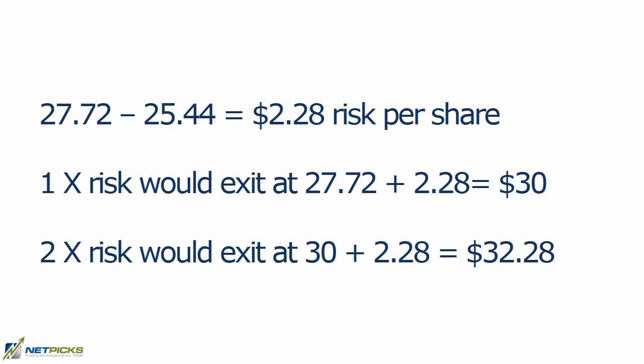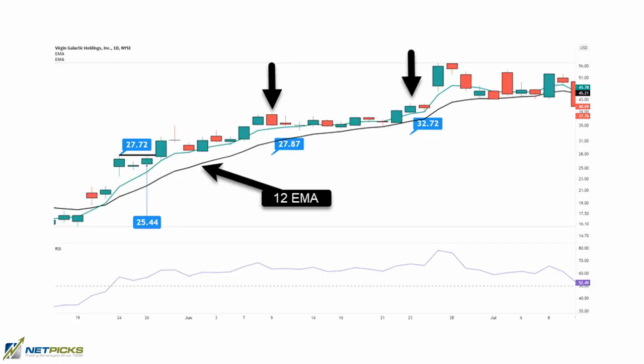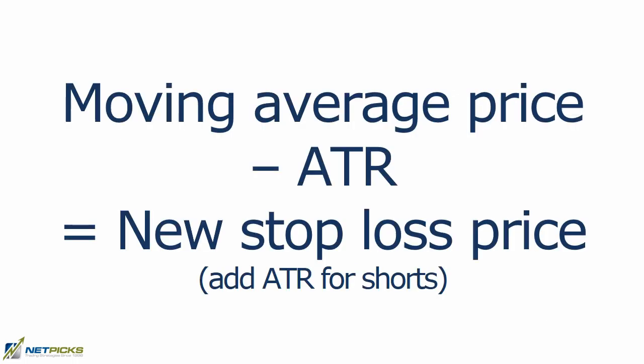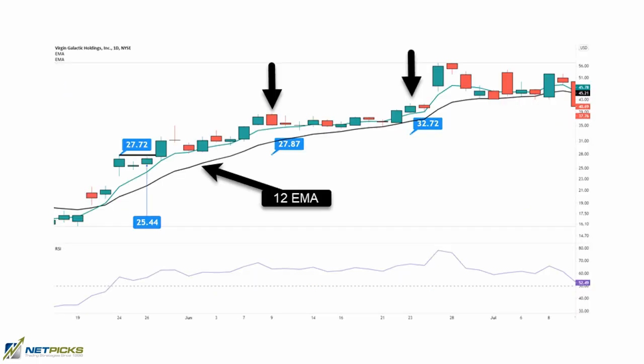It's pretty straightforward. Now, since we're looking for a trend move, you could also consider using the 12 EMA and the ATR together for a trailing stop. Same stock chart, and as price continues to move up, we're going to adjust our stop using the following calculation. The moving average price minus the ATR equals our new stop price. So the black arrows are where the calculation was done for those 2 new price points.